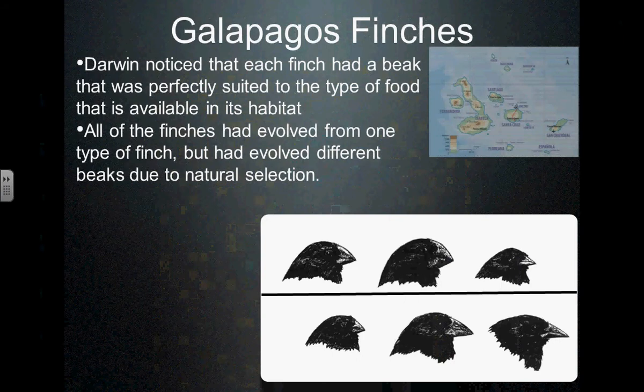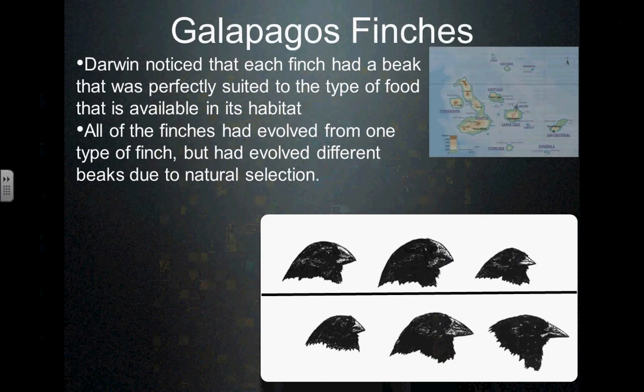Why do you think they all had different beaks? The finches that were on these different islands. Jaden? For the different food they eat. Yes, because on each island there were different food sources. And so once the finches made it to these islands, they started to evolve to have beaks that help them get as much food as possible.